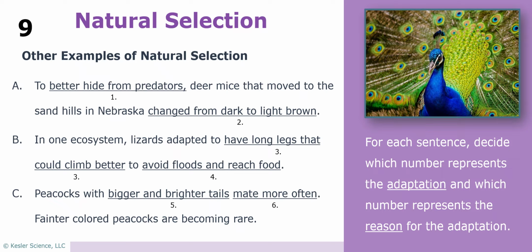And for C, the peacocks with bigger and brighter tails attract more mates and mate more often. The fainter colored peacocks are becoming rare. So we see the adaptation is brightly colored tails, and the reason is the peacocks want to mate more often. Remember, survival is the name of the game when it comes to these organisms. Their ultimate goal is to reproduce and pass on their genetics.